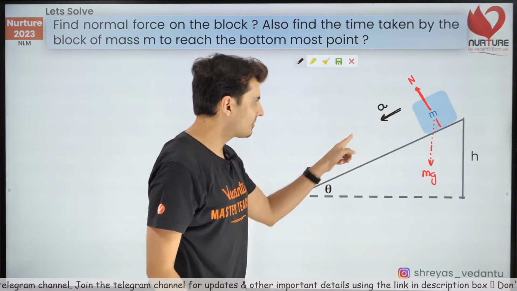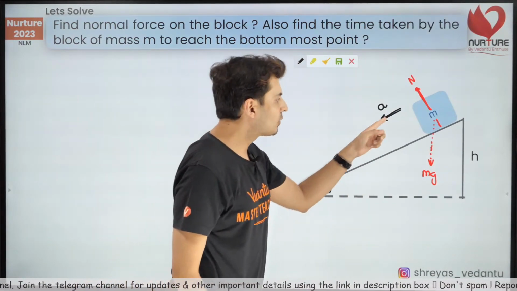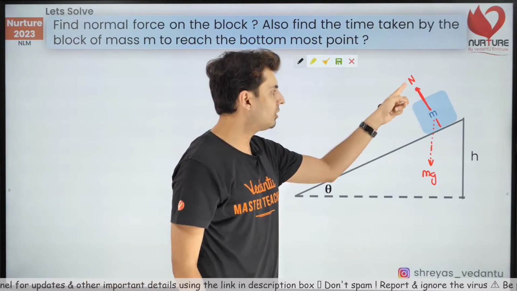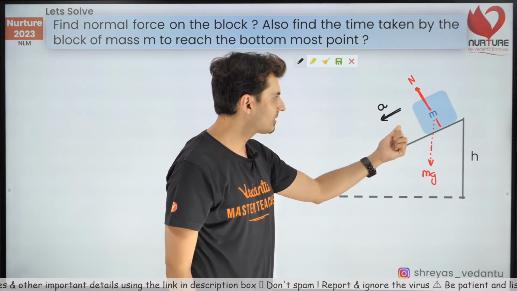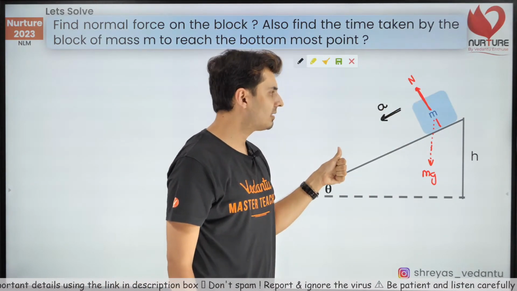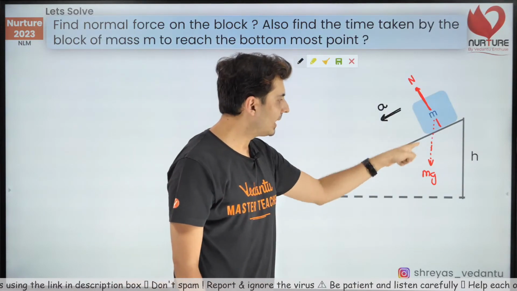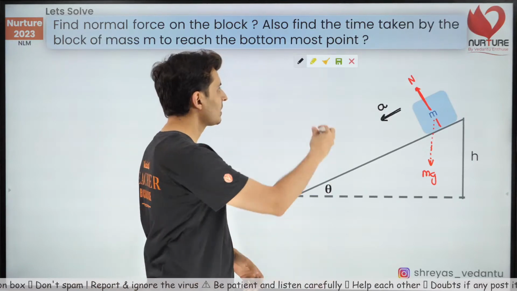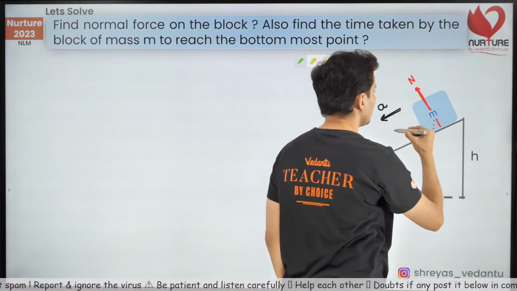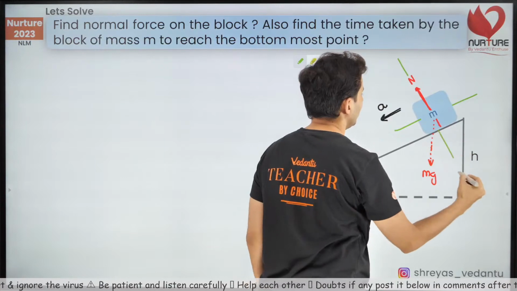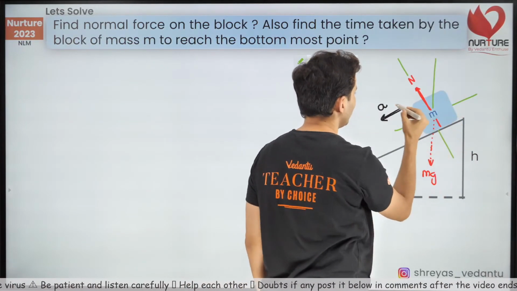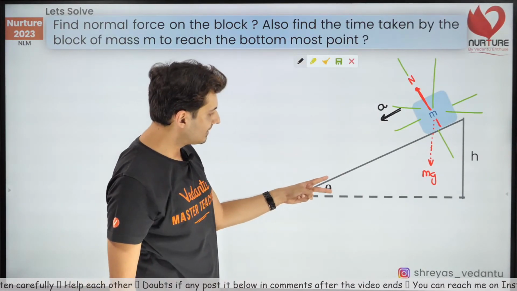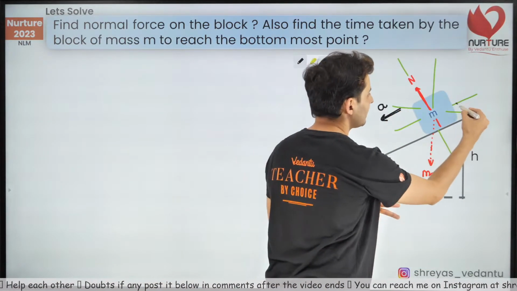Now, I cannot find acceleration directly. I need to first resolve, as in split, the forces. So, should I split the normal or should I split mg? It's obvious that the normal is perpendicular to the acceleration, so there's no point. mg is at an angle with the acceleration, so probably I need to split mg. Using my rule which I just told you: along the incline, perpendicular to the incline, vertical and horizontal. Quickly you will understand, if this is theta, obviously even this is theta.